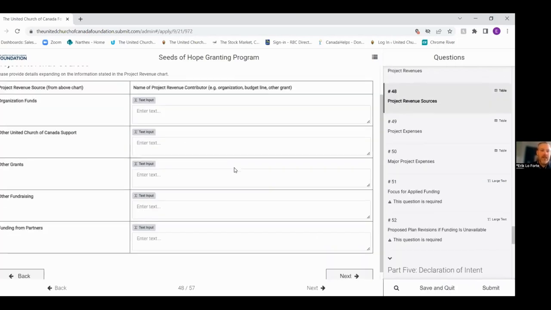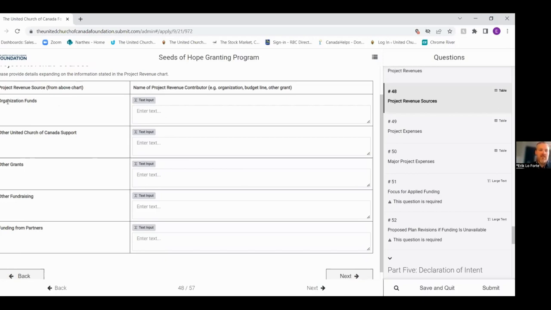The next table is echoing what was just done. So it's using the same column as a far left column in the previous table. So it's saying organizational funds, other grants, other United Church support, fundraising, funding from partners. And now it's just asking you more specifically, where is that money going to be coming from?